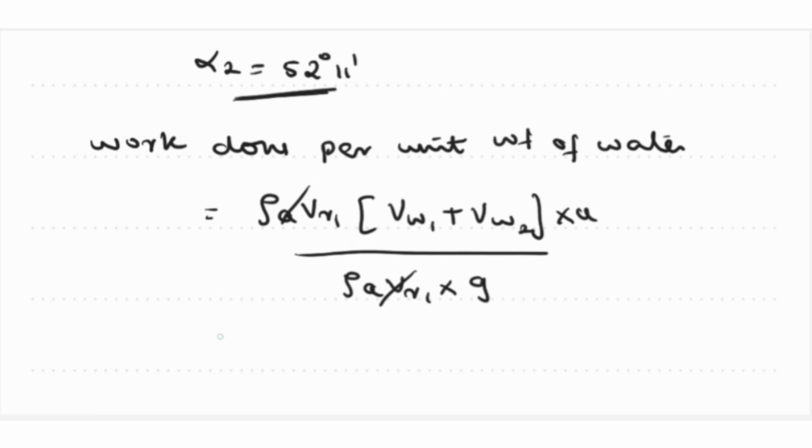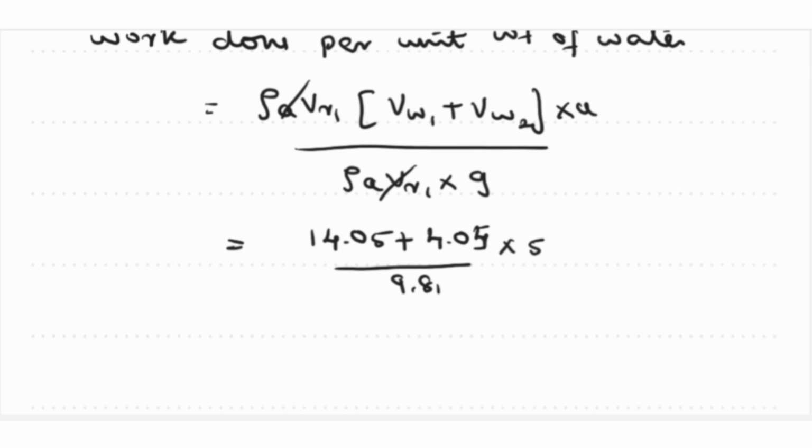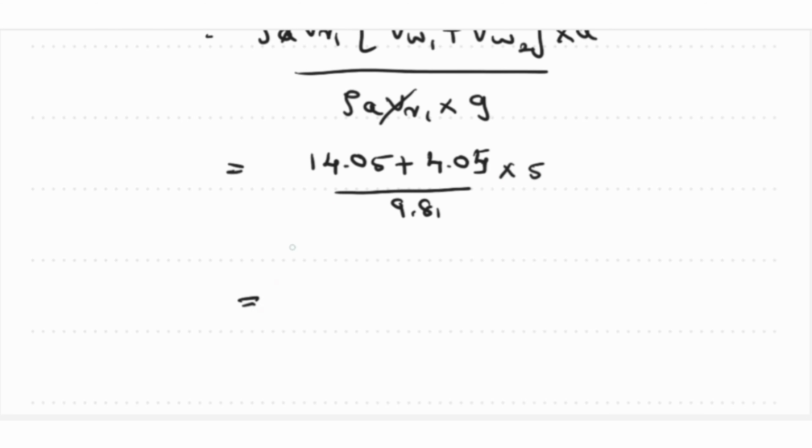So this is why we are dividing it, because it is for unit weight. So this and this get cancelled. VW1 is equal to 14.05 and VW2 is 4.05, divided by 9.81 which is G, into U which is 5. So you have to substitute here, multiply, and we'll get the answer, 9.21 Newton meter per second.